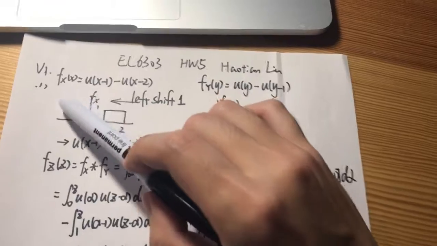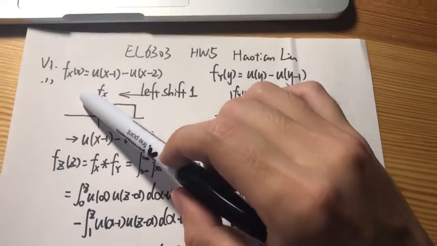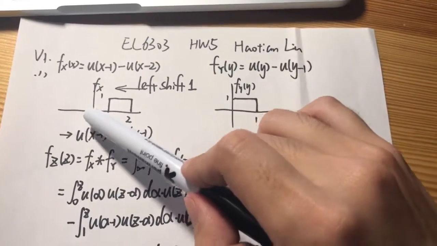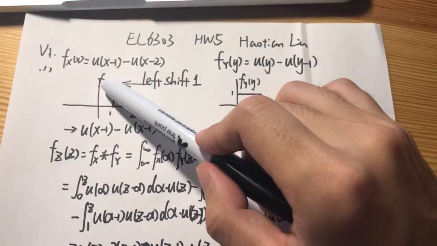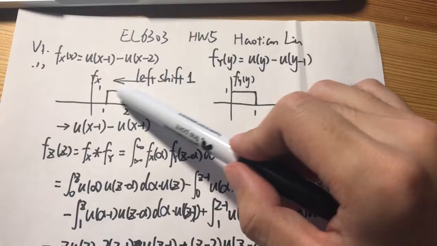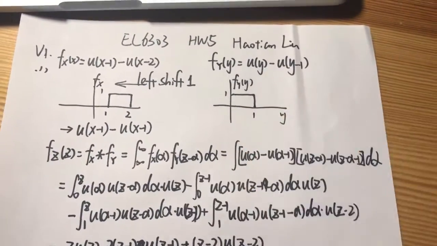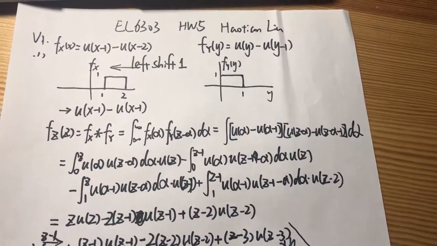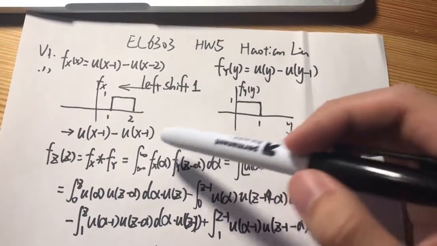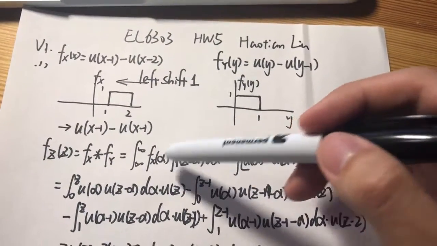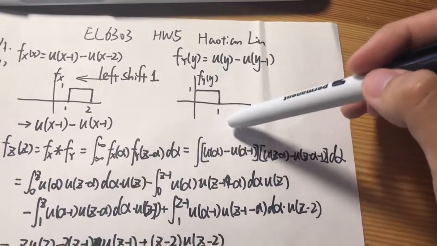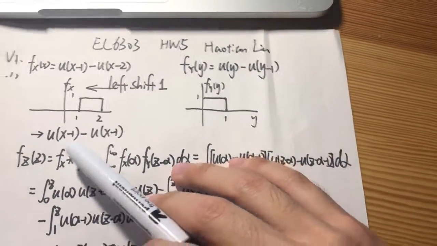For the lowercase f, which is the density function of X, it is a unit function at 1 minus a unit function at 2, and we can shift the figure left. Left shift 1, and we get exactly the same figure as the density function of Y.